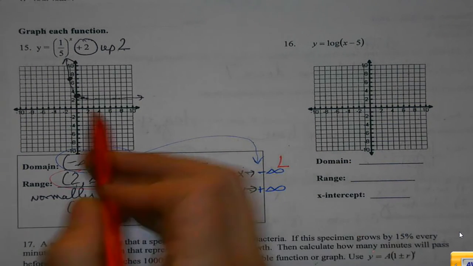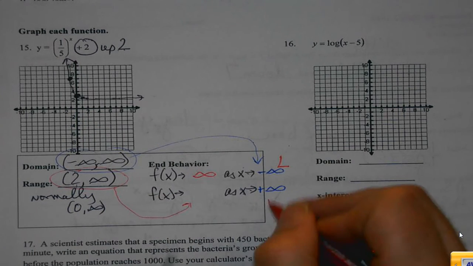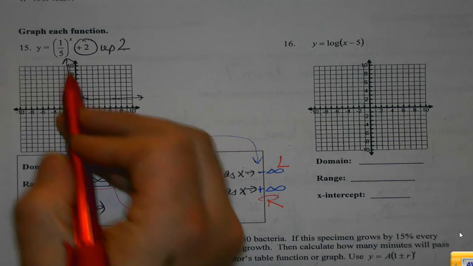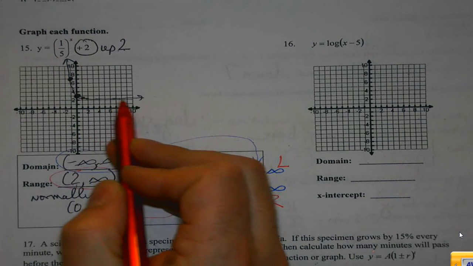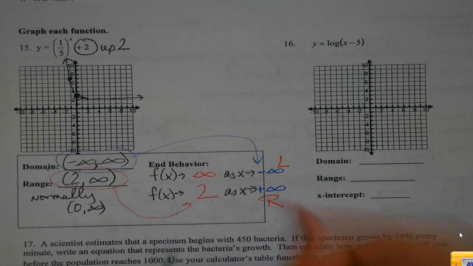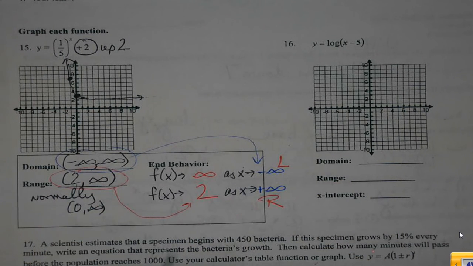As x goes to positive infinity, as x goes to the right, I'm getting closer and closer to a y value of 2. These match up. These match up. Okay? Lots of connections to make if you practice.